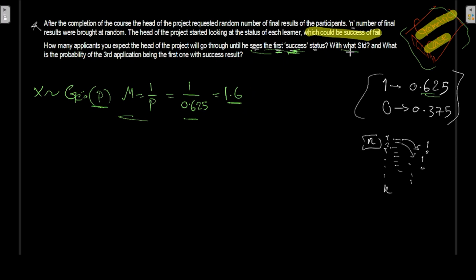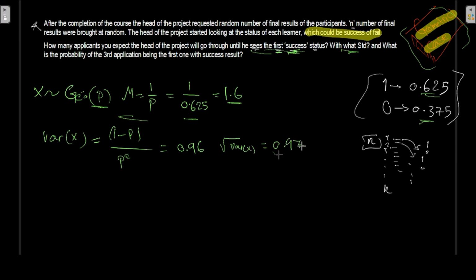We are asking what is also the standard deviation of that distribution. Now we know that the variance of X is going to be (1 minus p), which is this probability here of 0, divided by p squared, and that is going to be equal to 0.96 or something. And then if you take the square root of that variance of X, it is going to be almost 0.97 or something. So this is the standard deviation we expect around this expected value. Now the next question is asking what is the probability of the third application being the first one with a successful result. Well, we want to confirm that.